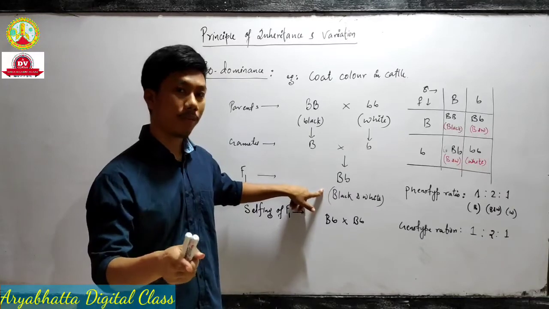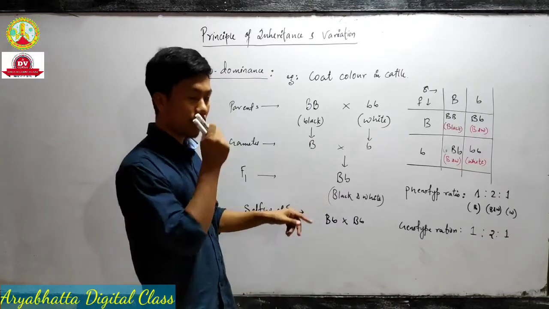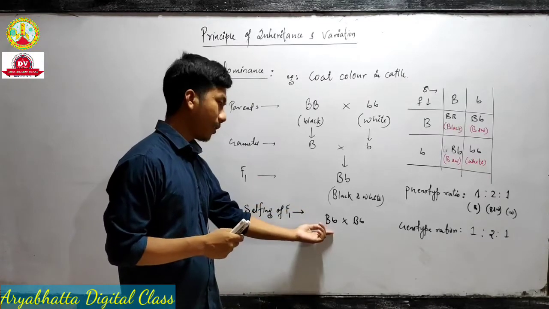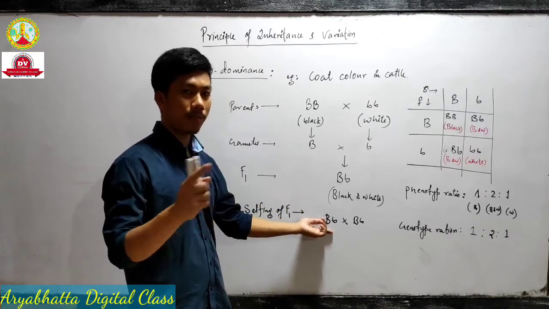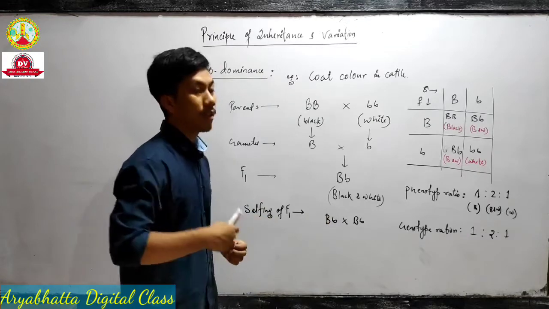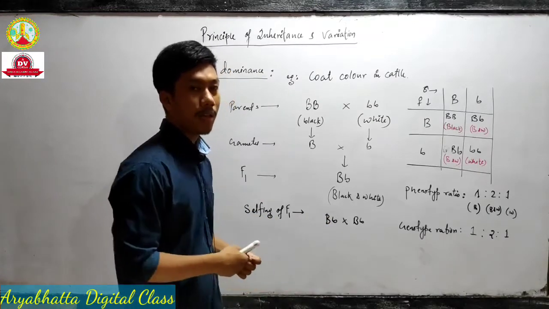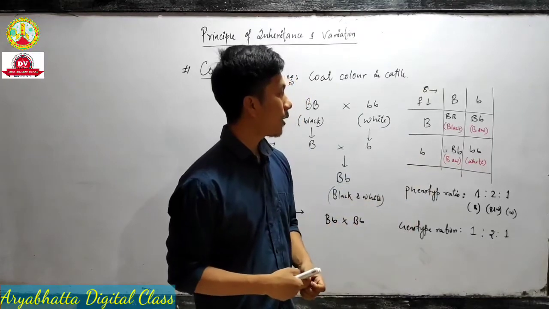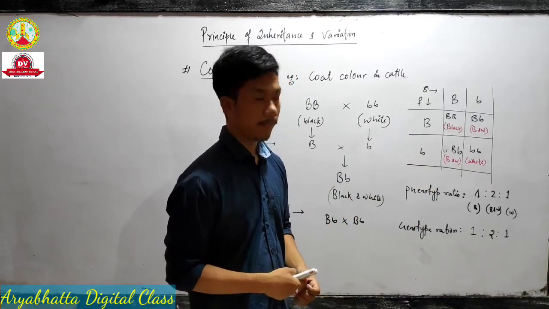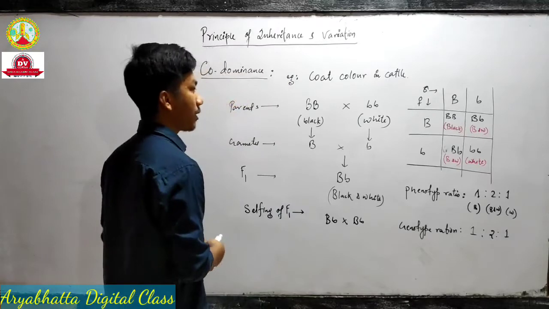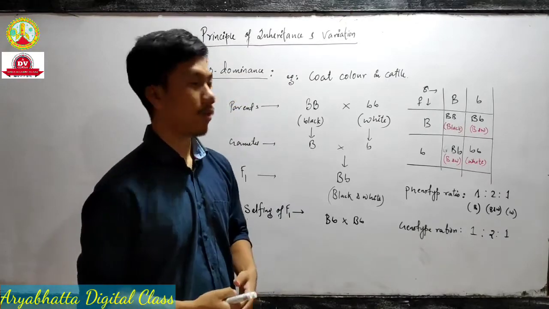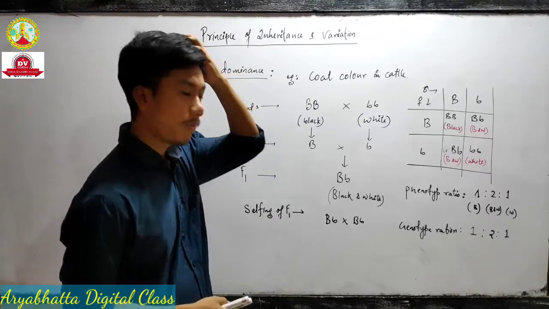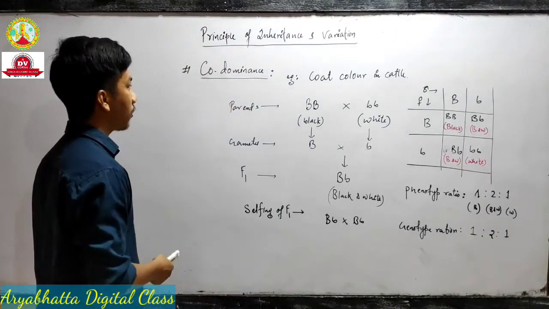But when we do selfing, that means when we cross F1 with the same parents, black and white, in the next generation, that means in F2, we get 1 black, 2 black and white, and 1 white. And the genotype, the genetic makeup, that means internal structure, we get 1:2:1. See, very easy. Okay, so this is codominance.